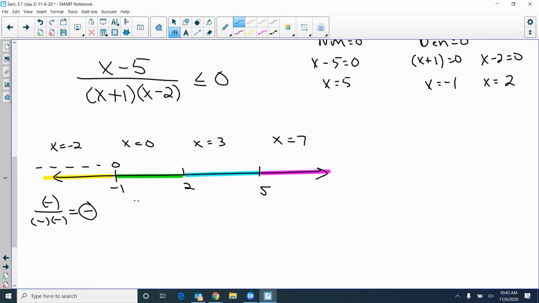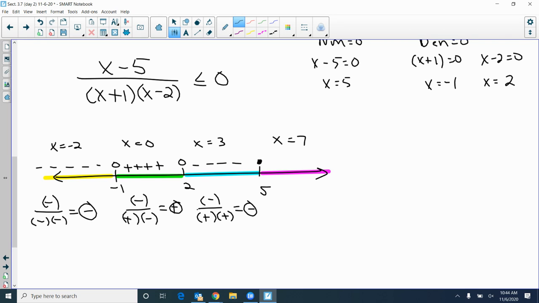0. 0 minus 5 is negative. 0 plus 1 is positive. 0 minus 2 is negative. In the end, that whole thing will be positive. So those are all positive. Can it equal 2? No, it cannot. 3 minus 5 is negative. 3 plus 1 is positive. 3 minus 2 is positive. So in the end, that's negative. All of those are negative. And 5, it can equal 5.